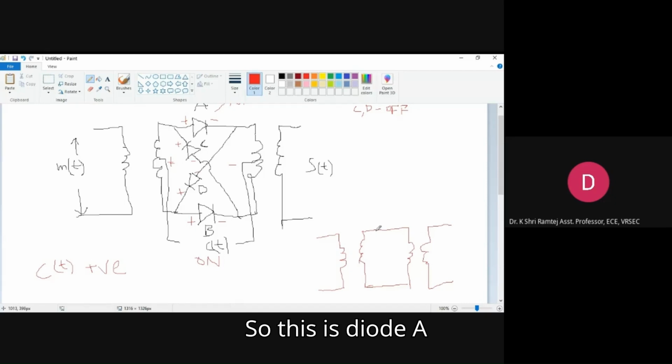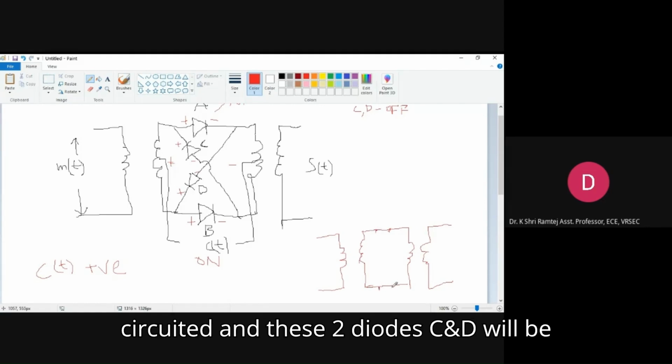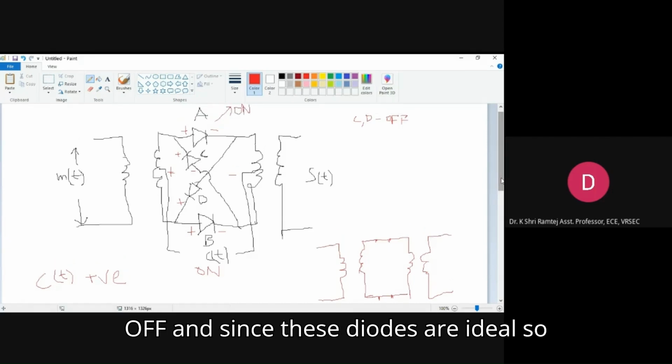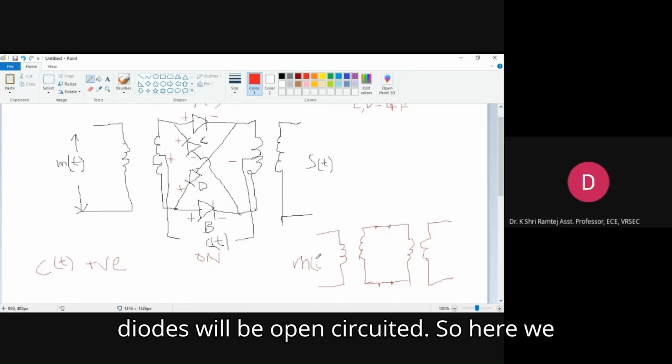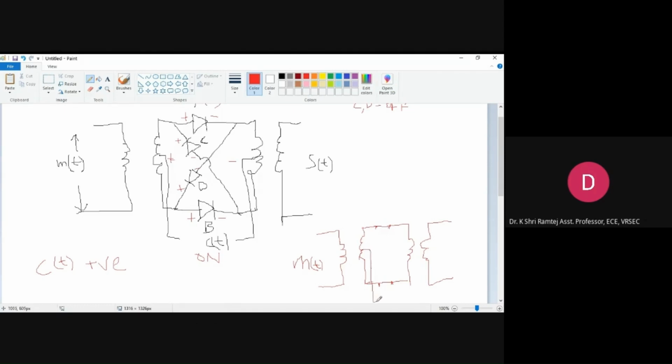So this is diode A. This one will be short circuited. Similarly, diode B will also be short circuited. And these 2 diodes C and D will be open circuited because they are switched off. And since these diodes are ideal, they will be open circuited. So here we are applying M of t, and here the carrier is applied over here.